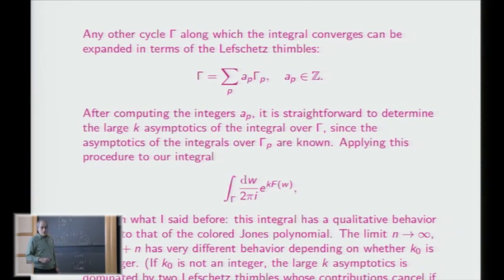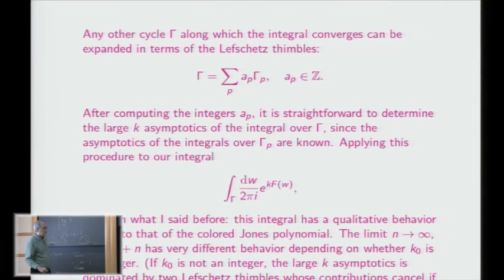It proves that the appropriate relative cohomology has the gamma p's as a basis. So you see, our integral on a gamma p has a simple asymptotics given by the critical points, the value of the exponent at the critical point. So if you have this expansion, it's easy to work out the asymptotics of the integral over any gamma.